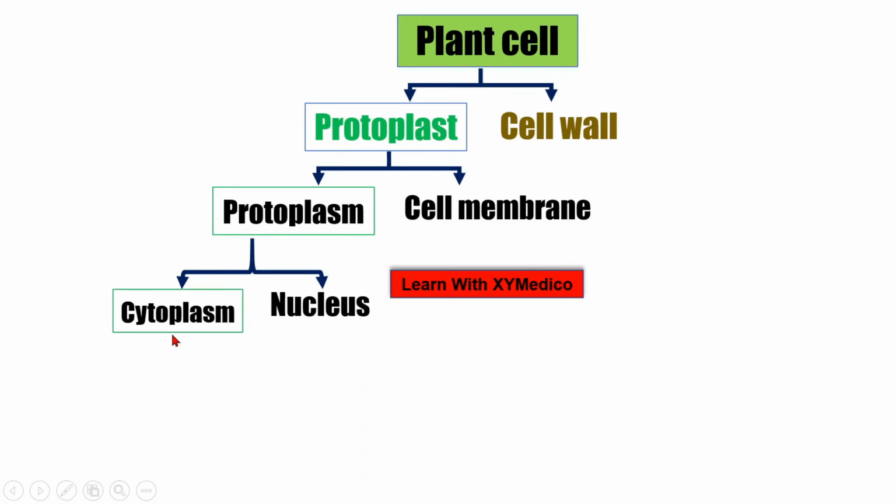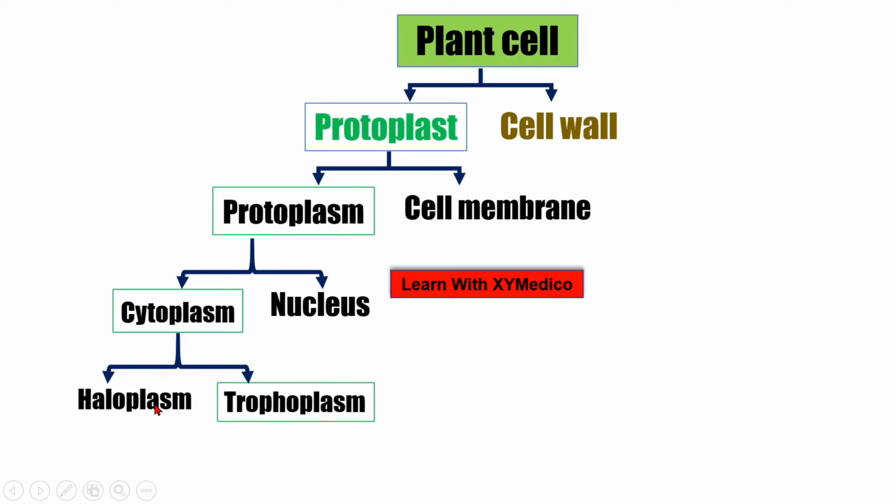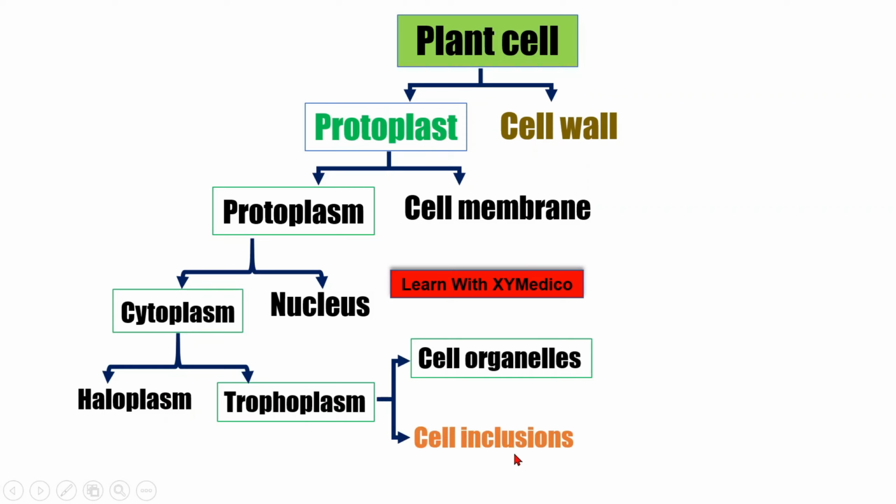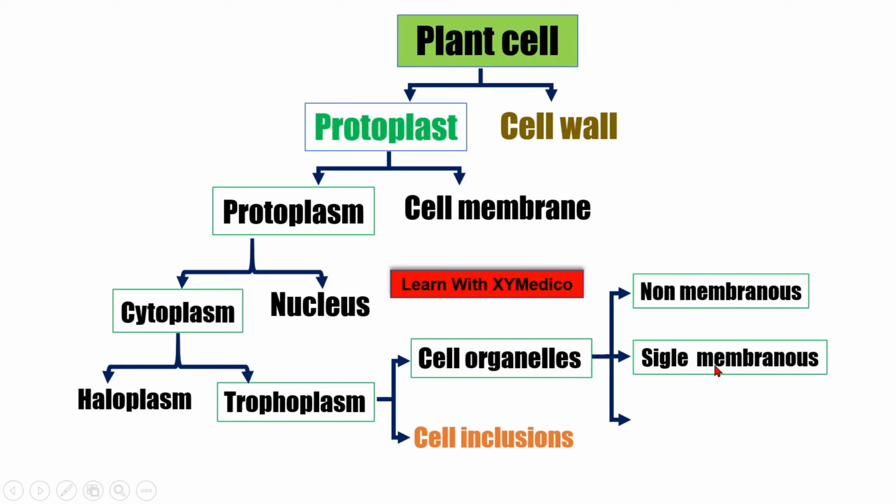Cytoplasm can be divided further into two parts, haloplasm and trophoplasm. Haloplasm is the part of cytoplasm which consists of water and salt, while trophoplasm consists of cell organelles and cell inclusions. Cell organelles are the little structures inside the cytoplasm. They perform a specific function. So we have three types of cell organelles: the ones with no membrane are called non-membranous organelles, the ones with a single membrane are called single-membranous, and the others with double membrane are called double-membranous organelles.